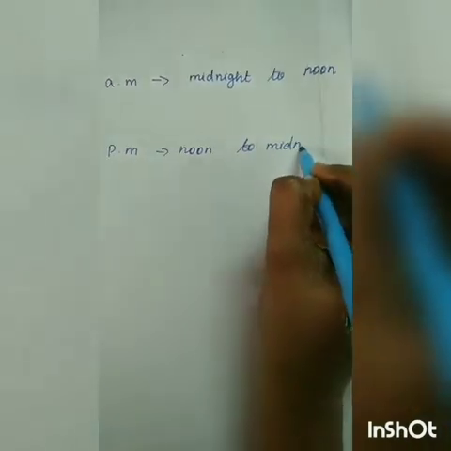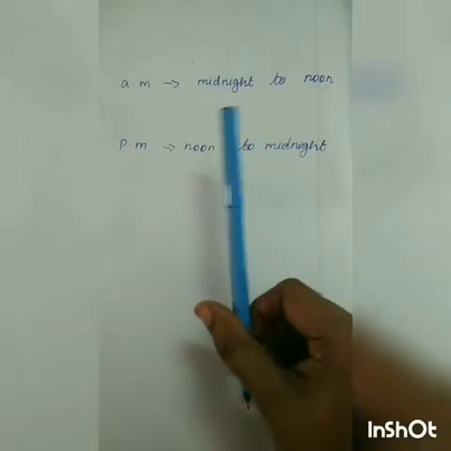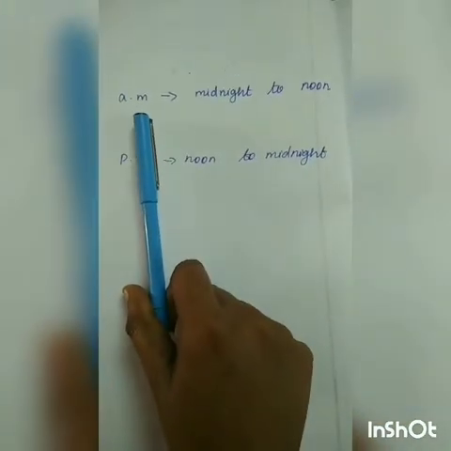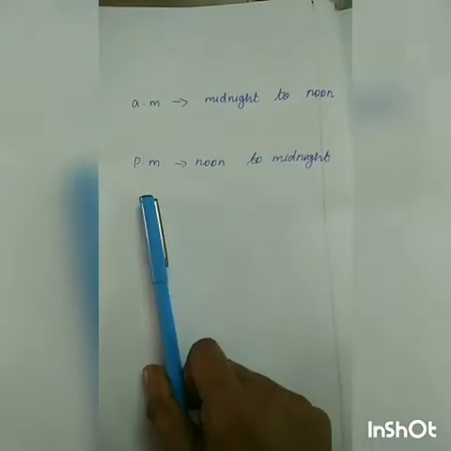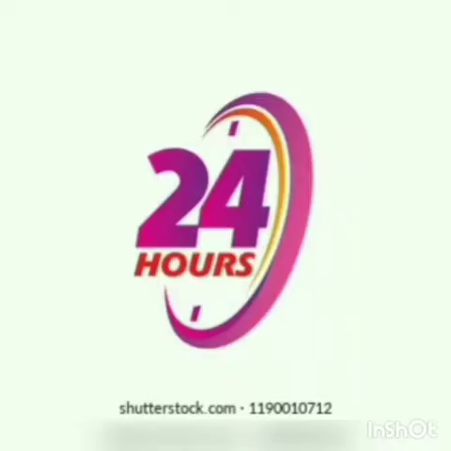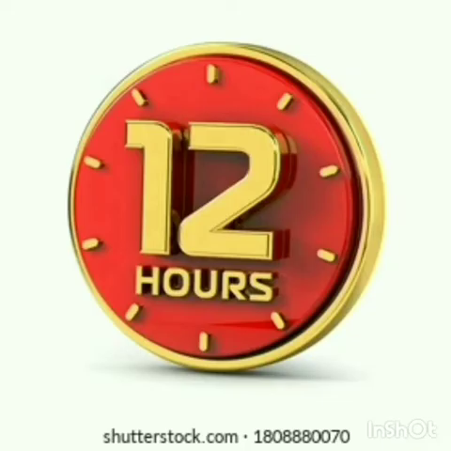The 12-hour clock divides a day into two time periods, AM and PM. AM is midnight to noon. PM is noon to midnight. So children, today we are going to learn about the 24-hour clock. The 12-hour clock has two time periods, AM and PM.